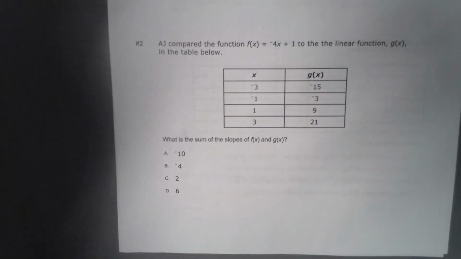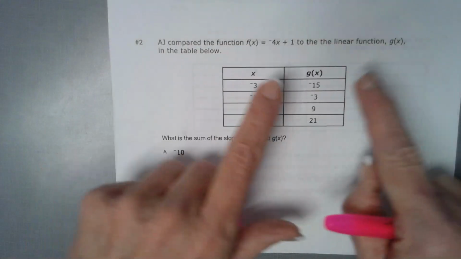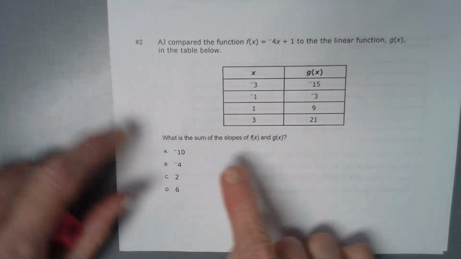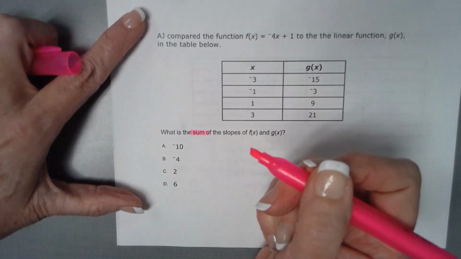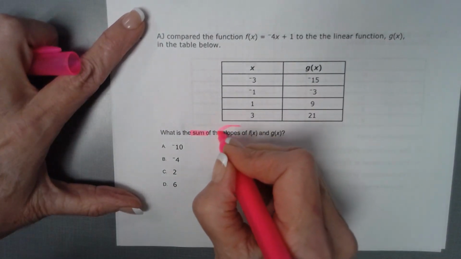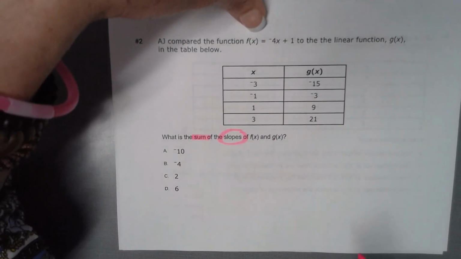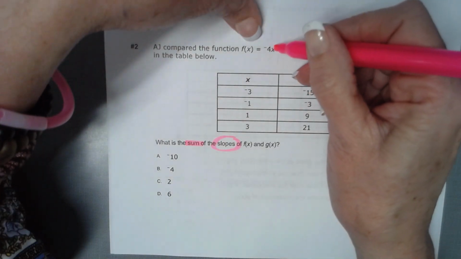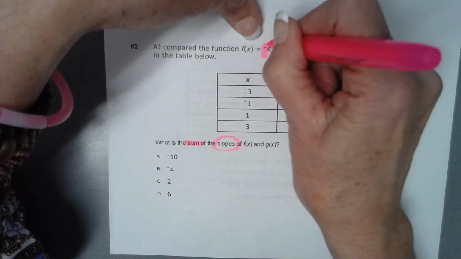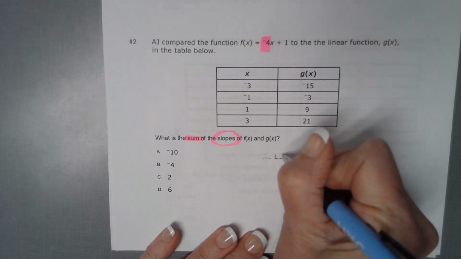Number 2. We need a key word to figure out what they want from us. We've got a function named f and a function named g. It says sum, hope y'all saw that word, sum of the slopes. So I need the slopes. In the function labeled f, it's easy because this is in mx plus b form, so you can pull your slope right out. It's -4. So that's one of my slopes.